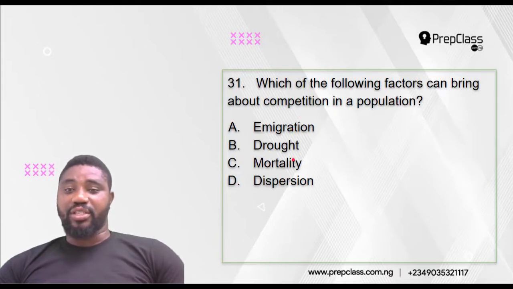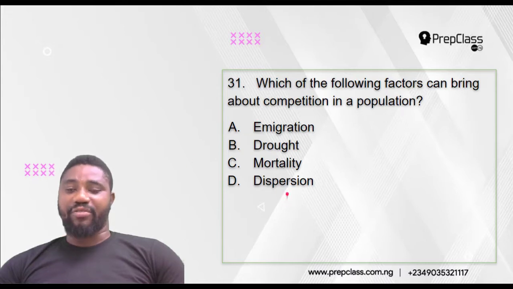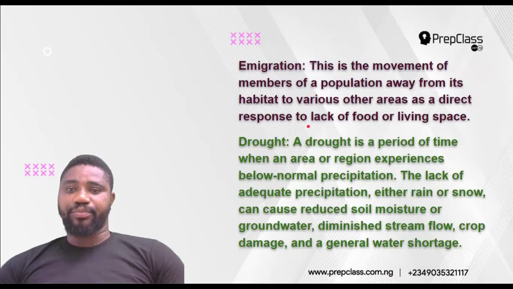Is it emigration? Is it drought? Is it mortality? Is it dispersion? Now, we are going to look at each of these entities one after the other. Then it will give us the idea of which particular one can bring about competition. You know, competition is a process whereby living organisms struggle for materials that are in limited supply in their environment. Materials like food, shelter, water, and living space. So which of all these mentioned will cause living organisms to compete in a given population?